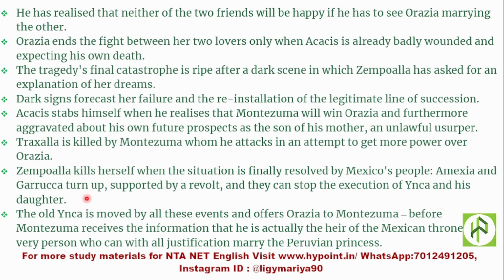Amexia and Garuca turn up, supported by a revolt, and they can stop the execution of Yanka and his daughter. So Yanka and his daughter were about to be executed, but the Mexican people, Amexia and Garuca, these two people turned up, and a revolt happened, and Sempola killed herself because of this.